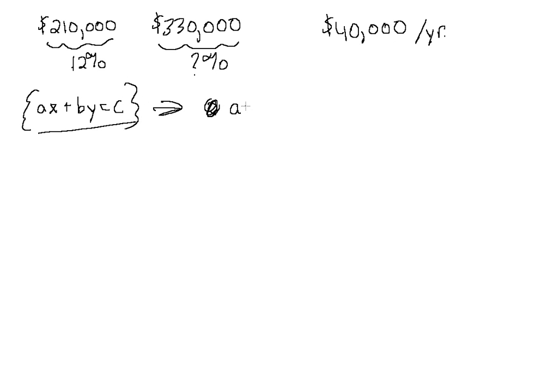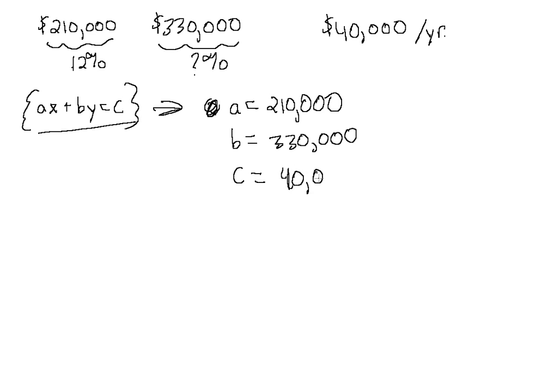Let's label our variables first. We're going to say A equals the first account, $210,000. And we can label our variable B as $330,000. That's the amount in Paul's second account. And we want to know C. C is the total annual interest earned. We want it to be $40,000. I'm going to earn $40,000 per year.